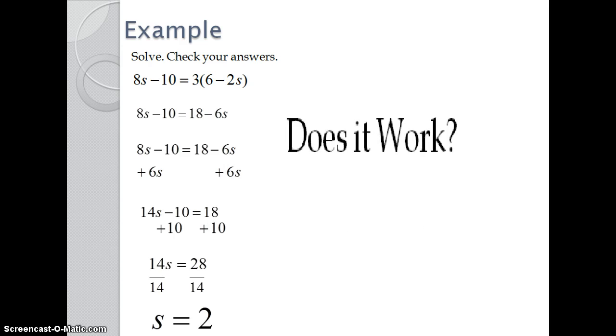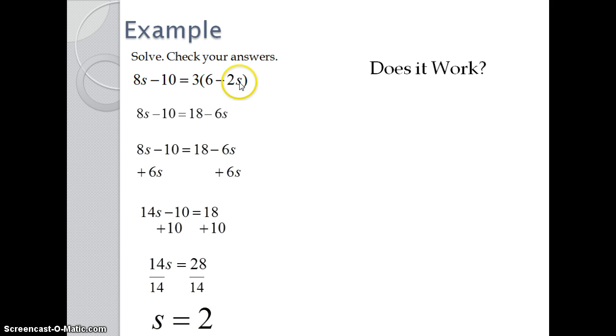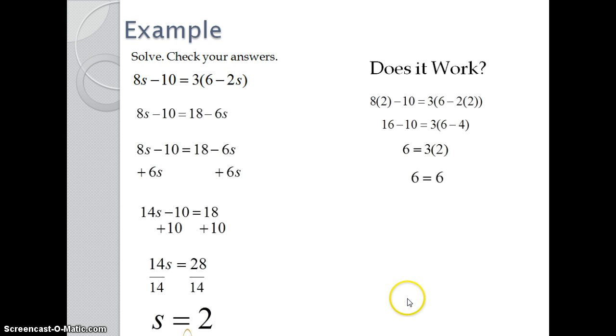Let's make sure it makes sense. You need to replace this s with the 2. So 8 times 2 minus 10 equals 3 times the quantity 6 minus 2 times 2. And just follow your order of operations to simplify. 8 times 2 is 16. Bring down your minus 10 equals 3. 2 times 2 is 4. 16 minus 10 is 6. 6 minus 4 is 2. Make sure you bring down the 3. 3 times 2 is 6. 6 does equal 6. That's a true statement. So s must be equal to 2. Final answer.